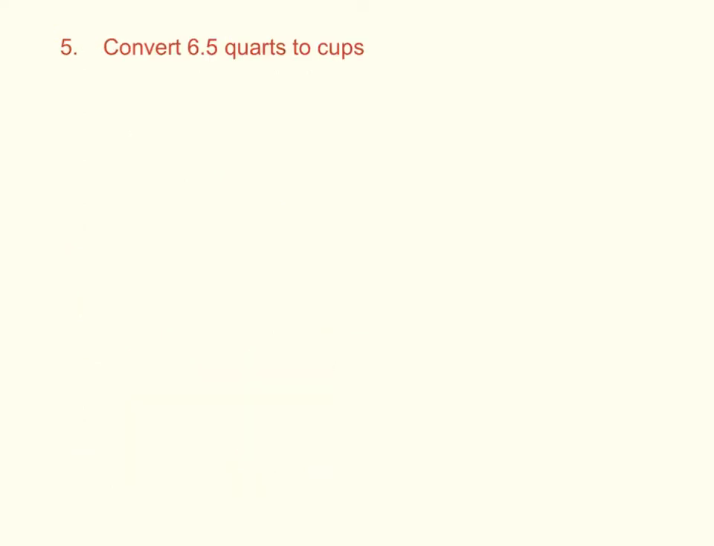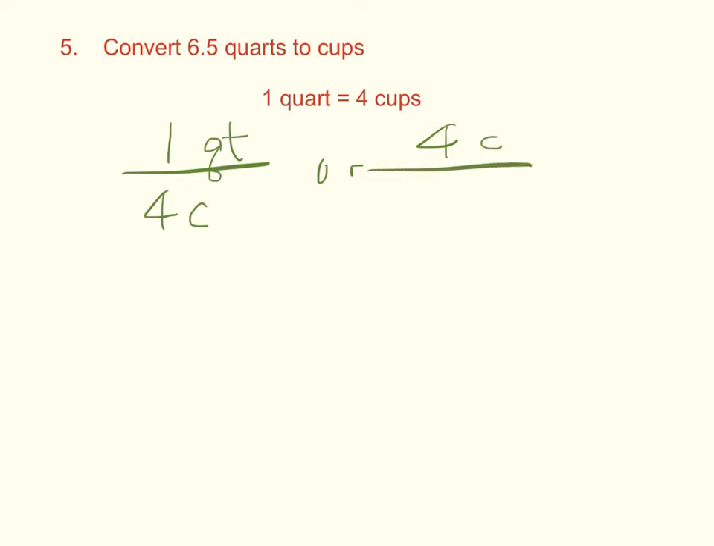Okay, so the next one is number 5. Convert 6.5 quarts to cups. The conversion unit that you need would be from quarts to cups. So it is 1 quart for every 4 cups. By now you should know the drill. The next step is to write it as a conversion factor: 1 quart over 4 cups, or 4 cups over 1 quart. These two are the same thing.